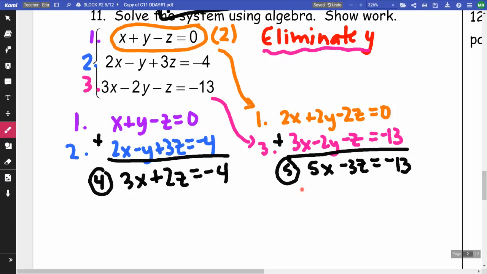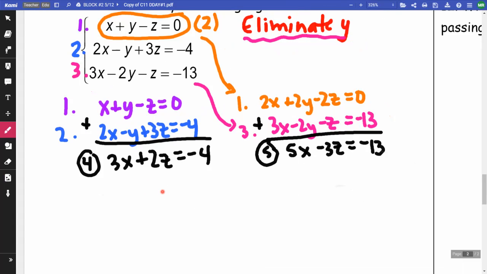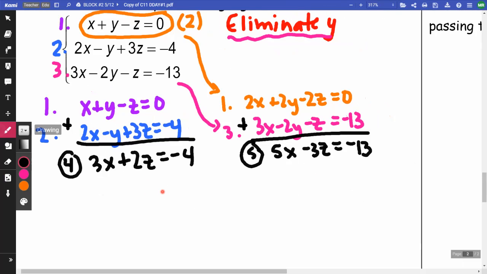I have a 2y and a negative 3y. So either I can try to get a positive 15 and a negative 15 for my x's, or with my z's, I can try to get a positive 6 and negative 6. I'm leaning towards the 6. I'm leaning towards getting rid of my z's. So I am going to multiply this equation right here by a 3.